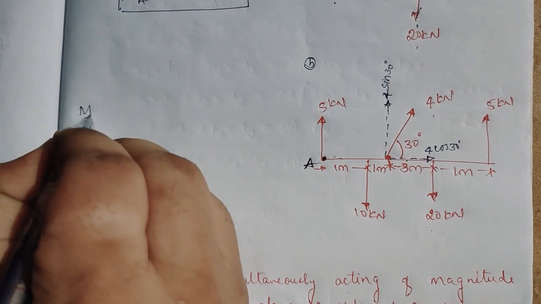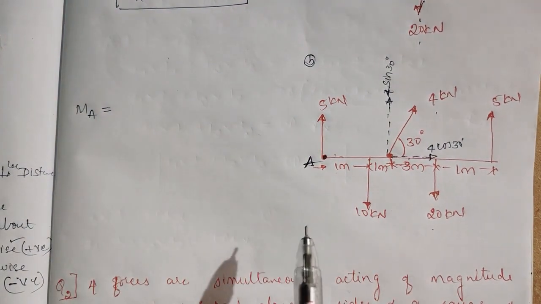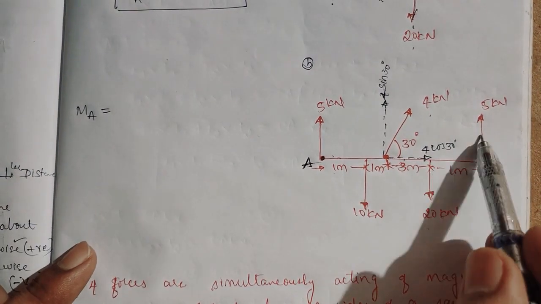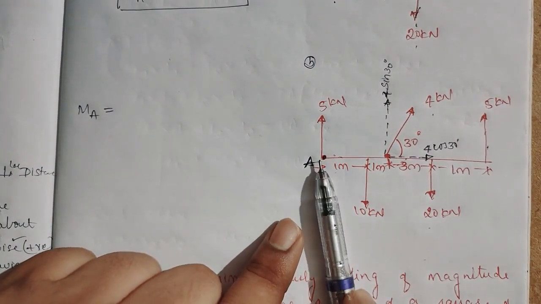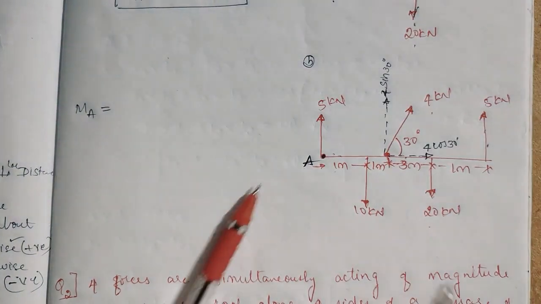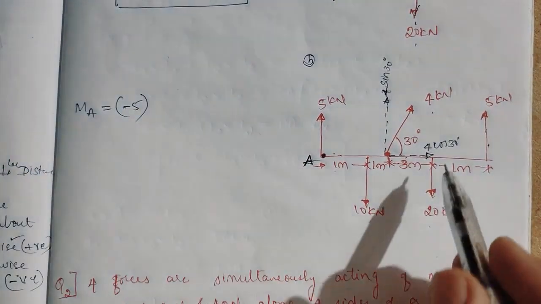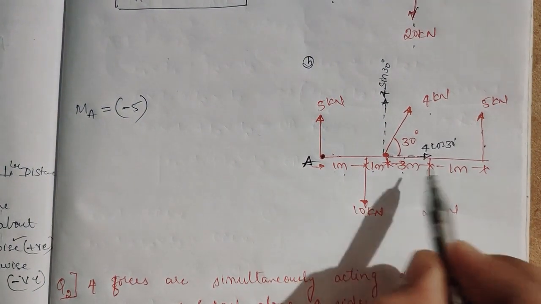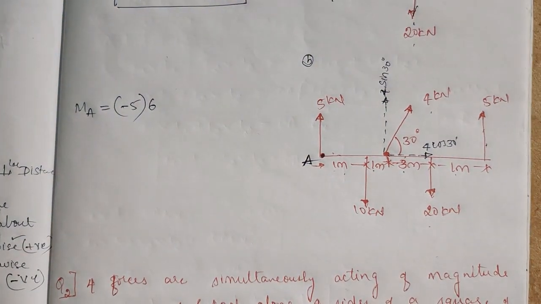So moment about A is equal to, first, from the 5 kilonewton force. The 5 kilonewton force is upward, so about A it acts in the anti-clockwise direction. So minus 5 into the distance from A: 1 plus 2, 3, 4, 5, 6, correct. Minus 5 into 6.